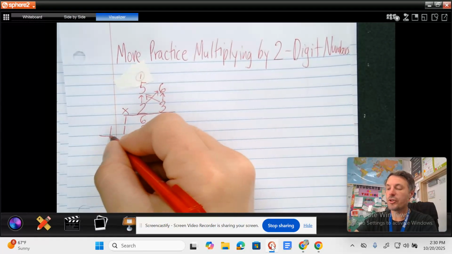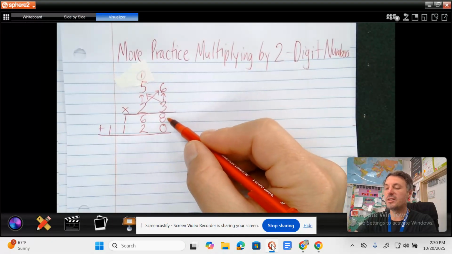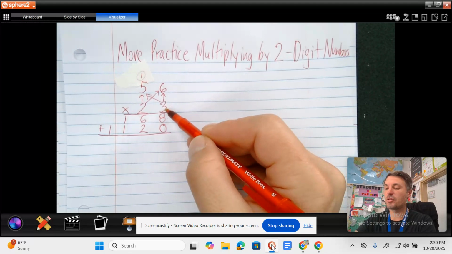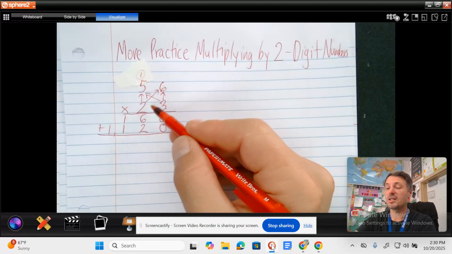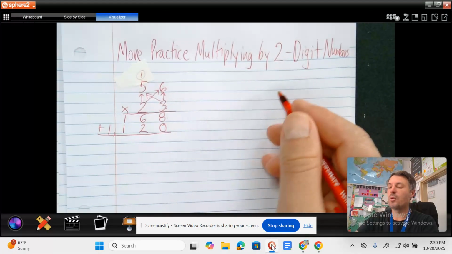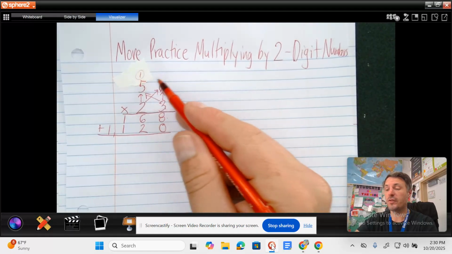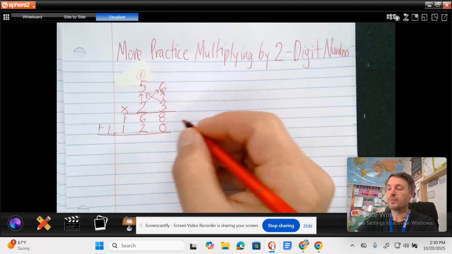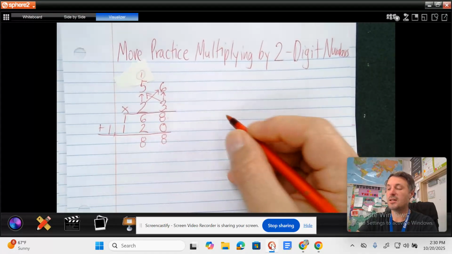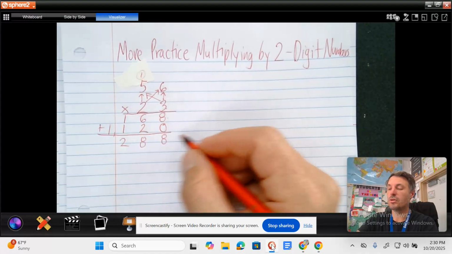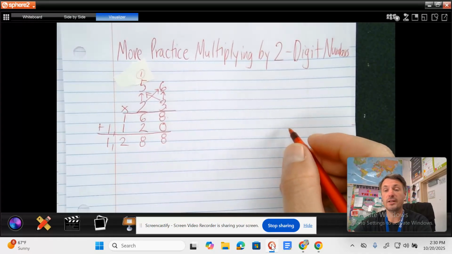And now these are both partial products, part of the product. 168 is the answer to 56 times 3, and 1,120 is the answer to 56 times 20. So now we add those two answers together to get the complete answer of 56 times 23. So 8 plus 0 is 8, 6 plus 2 is 8, 1 plus 1 is 2, and 1 plus nothing is 1. So 1,288 is the final answer.